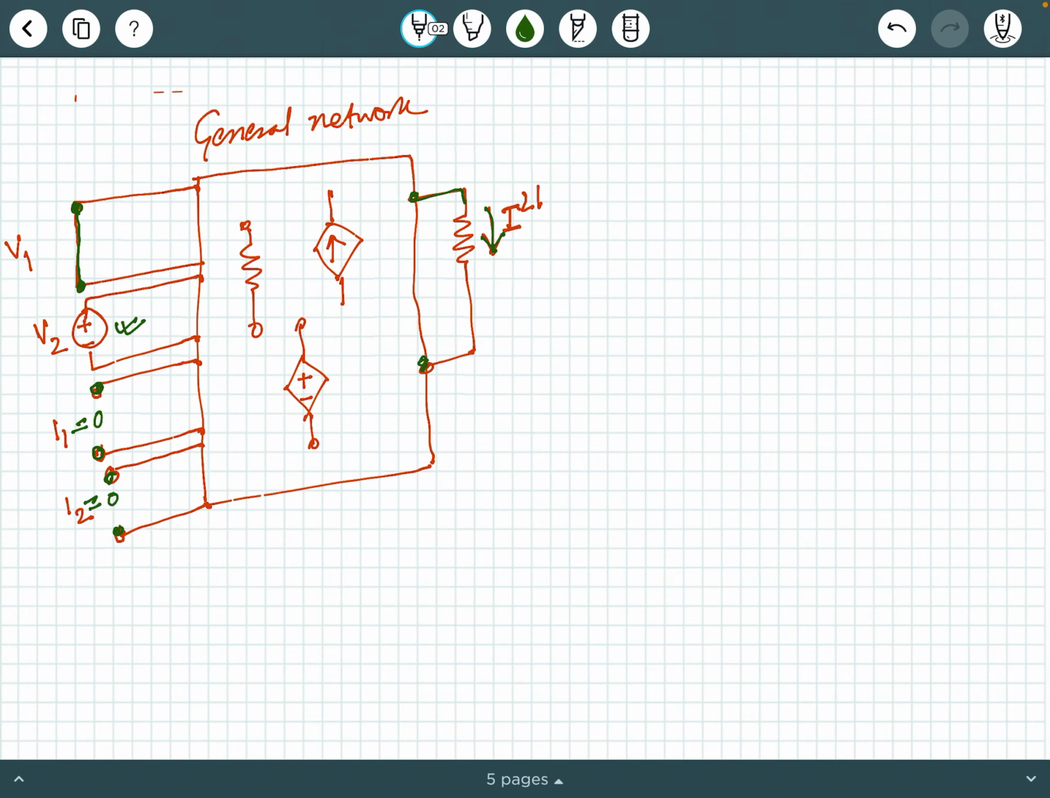So the current sources are again made equal to 0. I can call these all equal to 0. This is also equal to 0. So in this case only V2 is acting, and in that condition I calculate the current over the resistance, that is say I2 dash.